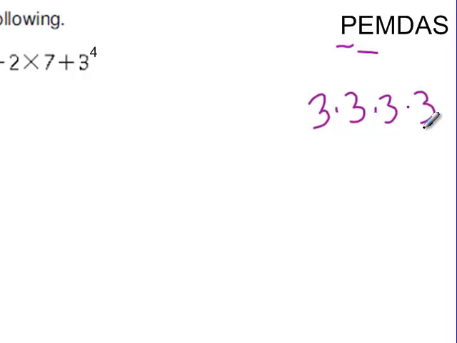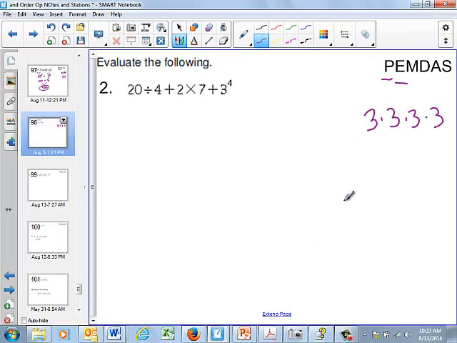3 times 3 is 9. 9 times 3 is 27. 27 times 3 is 81. So this 3 to the 4th power becomes an 81. Then we do our division and multiplication left to right.